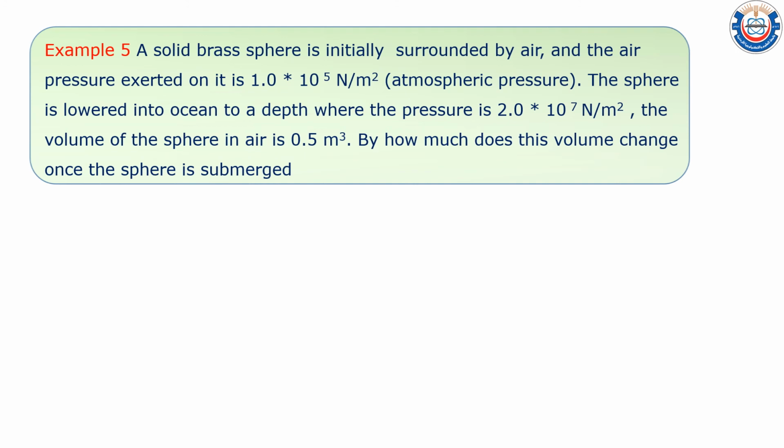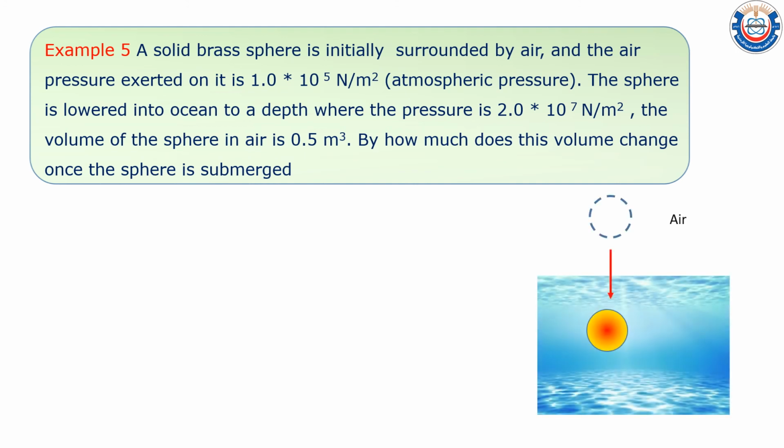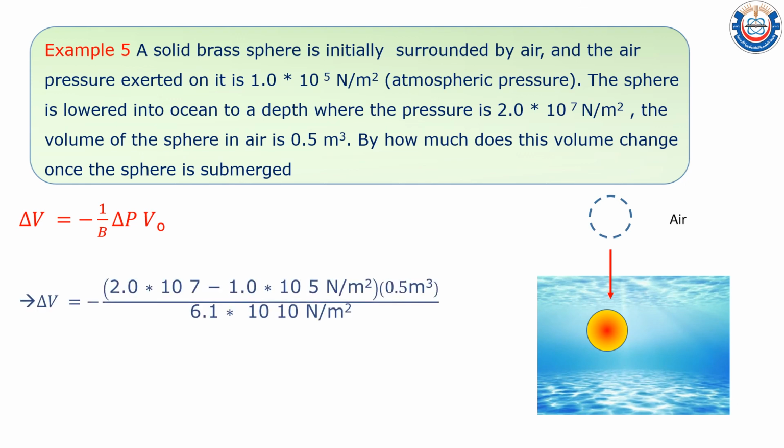Look at this figure here. After we transfer the sphere from the air into the ocean, the pressure will change, and also the volume of this sphere will change, and we can calculate the change in volume according to this formula, where delta V equals minus 1 over B times delta P times original volume V naught. And then we can get that delta V equals minus 1.6 times 10 to the power minus 4 meter cube. And remember that the bulk modulus here for brass is equal to 6.1 times 10 to the power 10.